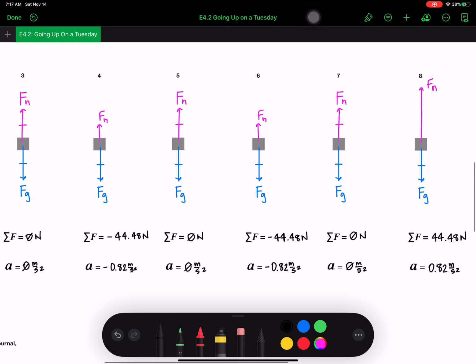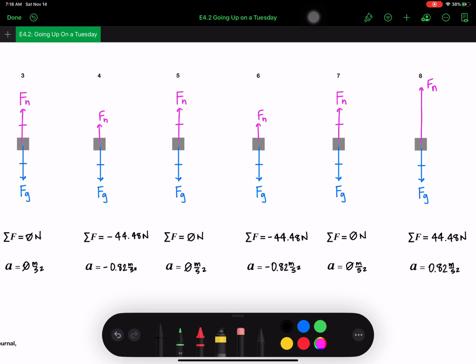Now in positions 4 and 6, we see that the normal force is less than the weight force. So the acceleration here clearly points down. The net force also points down. And this is also a result of two different situations. In position 4, the acceleration and the net force point down, and the elevator is moving up. So in position 4, the elevator is moving up, slowing down.